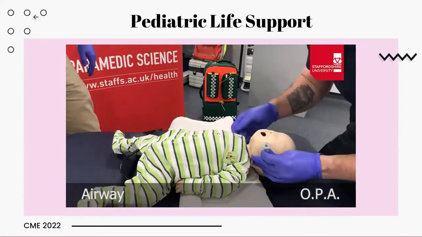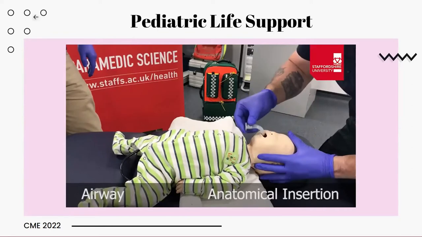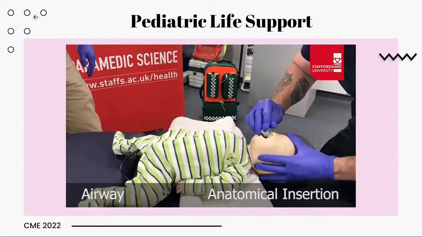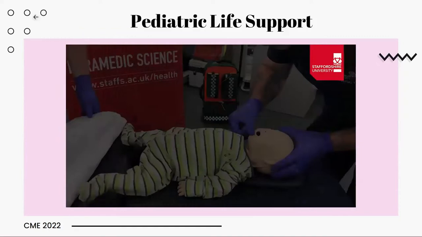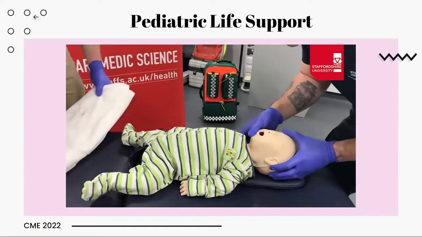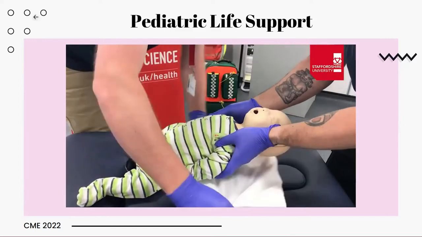We're then going to size up and place an oropharyngeal airway or OPA. And remember that we need to size this from the angle of the jaw to the level of the incisors or to the gums, depending on the age of your patient. And unlike adults, we're going to insert it in a way that follows the anatomy of the oropharynx. We're going to do that so that we avoid damaging the soft palate at the roof of the mouth. So if we look at this in real time, we're going to look in the patient's airway. We're then going to reposition the patient so that we put the airway in neutral alignment.